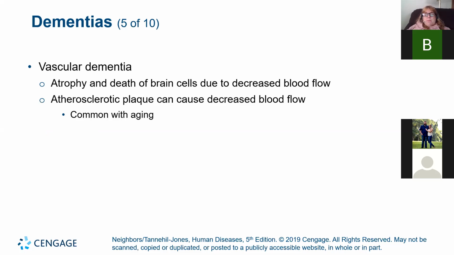So we go from Alzheimer's, now we're going to vascular dementia, okay? And again, when we're talking about vascular, we're talking about the blood flow, okay? So we can have atrophy or cell death of brain cells because blood flow is decreasing. This can be caused by atherosclerotic plaque, which is causing a decreased blood flow. That's common with aging. So if there's a decreased blood flow to the brain because of plaque, it's going to hopefully come up in scans.